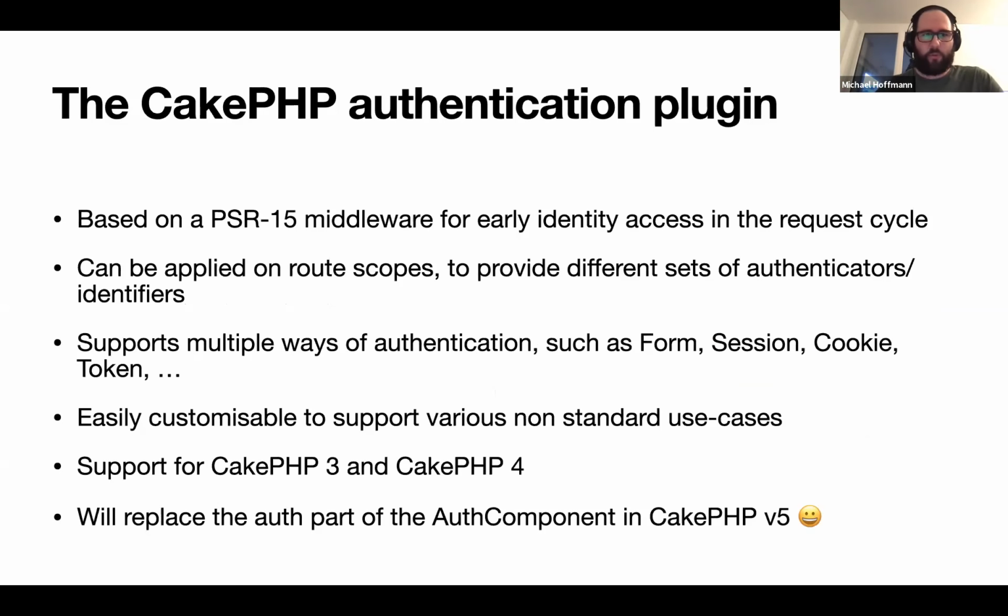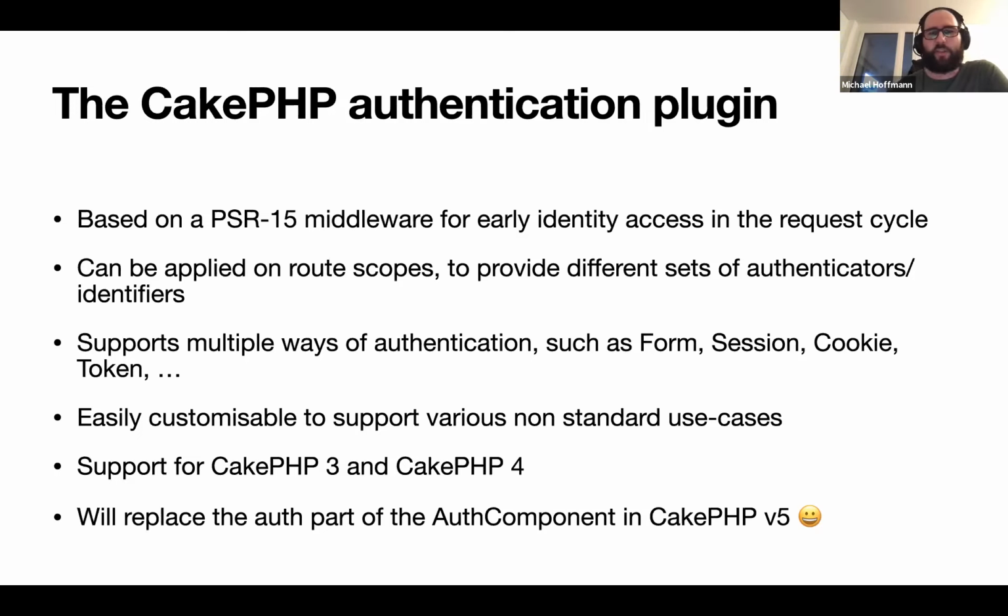The Cake authentication plugin is also implemented as a middleware following the PSR 15 standard. And I think the greatest achievement, at least for me, was that you now have very early identity access in the request cycle. Think about Cake 3 in the beginning, when this plugin wasn't out yet, you could only access the current user if you either hack into the session or wait until you hit a controller. And now you can basically already know which user is authenticated against your app very early in the request, and you can work with that, and that's really, really nice.